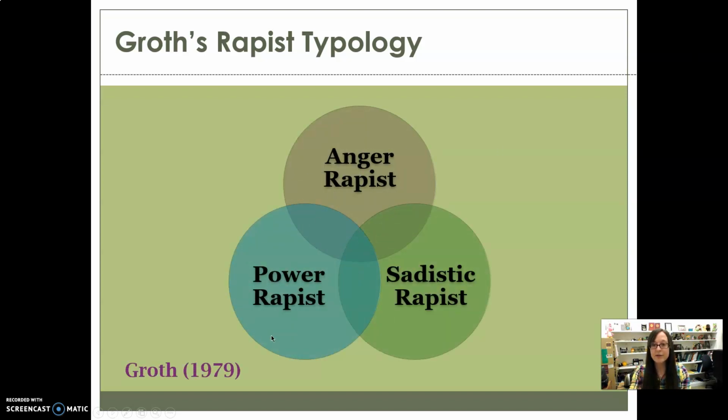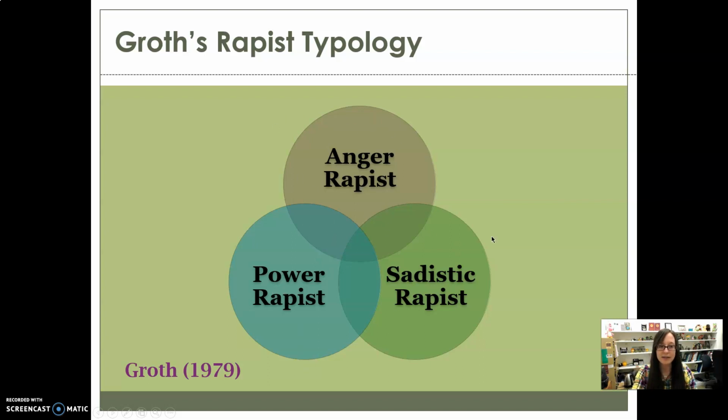You have your anger rapist, your power rapist, and your sadistic rapist, which are kind of the extreme pure types. These subtypes are based on criminal behavior as well as motivations. Not all individuals are going to fit neatly into a single category, and they may display characteristics or motivations from multiple subtypes, which is why I've presented it as this overlapping Venn diagram. But we talked about the pure types, so let's start with the anger rapist.